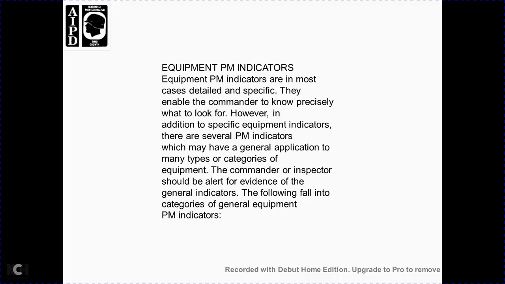The commander and inspector should be alert for evidence of the general indicators of the following categories: general preventive maintenance checks and preventive maintenance indicators. Adjustment: proper tolerance, clearance, and travel are required in many areas. Look for evidence of shaft binding, shape distortion, crimping, cracking, rips or splits in seams, and erratic operation, including improper adjustment.